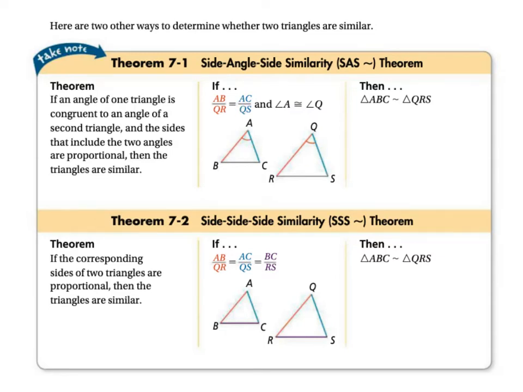If the sides are in proportion and the included angle, notice it's side, then angle, then side, the included angle is congruent, then we have the triangles similar, okay? We also have side-side-side similarity. If we can set up a ratio of sides that simplifies down to the same ratio every time, then we have similarity between the triangles through side-side-side similarity.